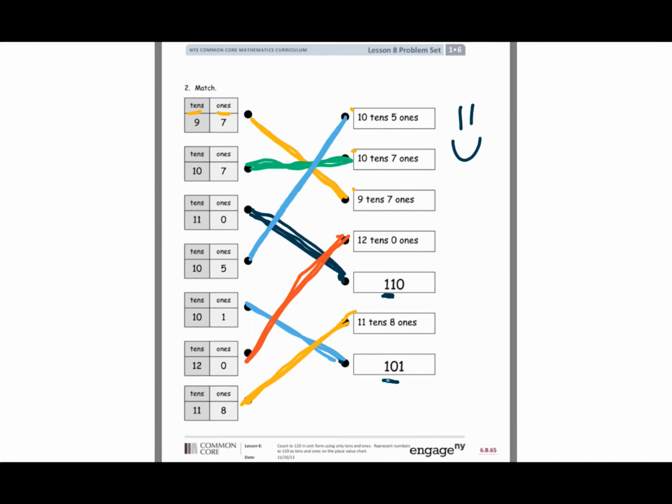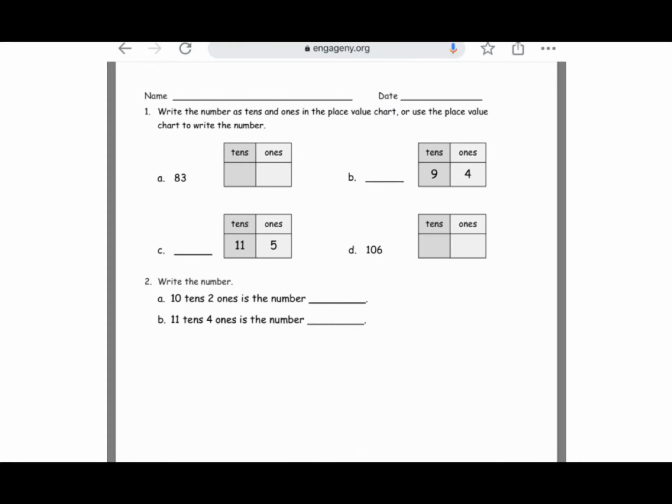Okay, boys and girls, we're ready for our exit ticket. We're going to divide this into 2 parts. For the first part, number 1, write the number as tens and ones in the place value chart, or use the place value chart to write the number. So I want you to do A, B, C, and D. Go ahead, boys and girls, and pause your video so you can do your work, and when you're ready to check your work, you can restart your recording.